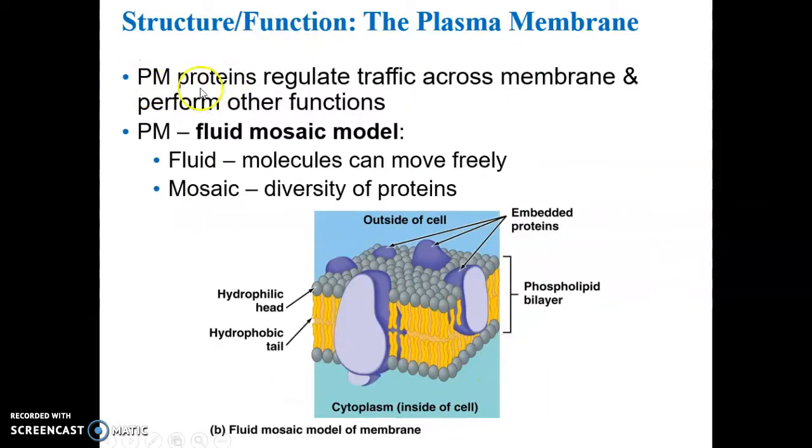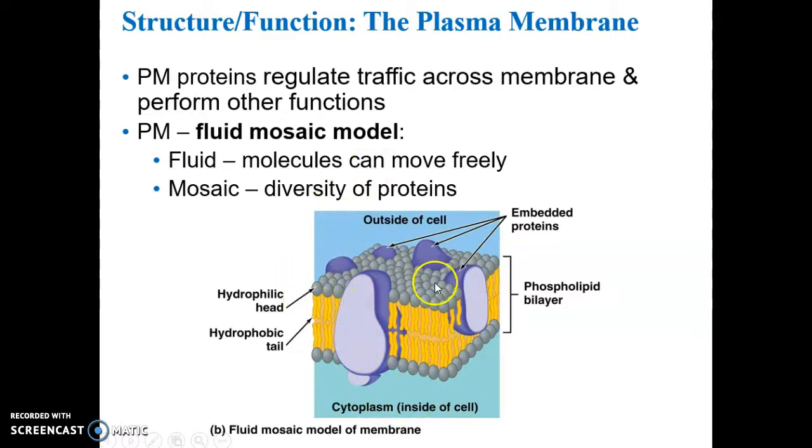So there are proteins within the plasma membrane, PM for plasma membrane, and they regulate movement of materials across the membrane, and they also have other functions, as we'll look at. So here's a section of the plasma membrane. Notice most of it is these phospholipid molecules forming a bilayer, and embedded within the plasma membrane are numerous proteins. Some proteins span the entire length of the membrane, some don't. The ones that span the entire length can act as channels. They have passageways through them that allow materials to move into or out of the cell. Okay?